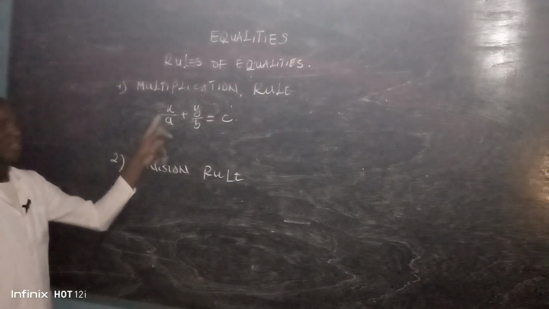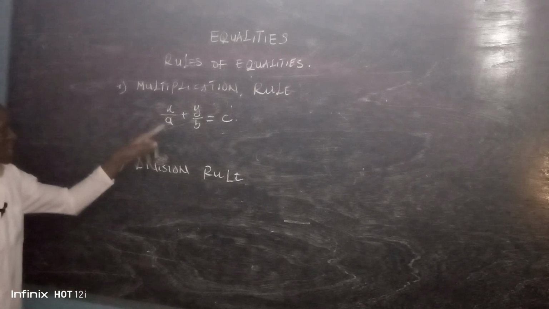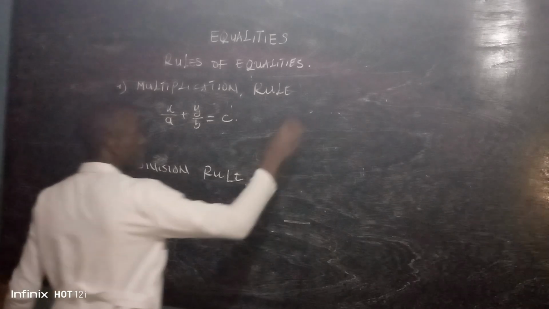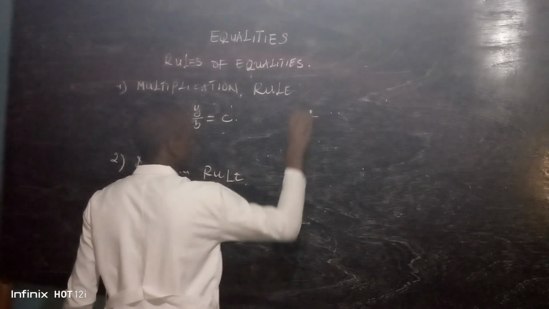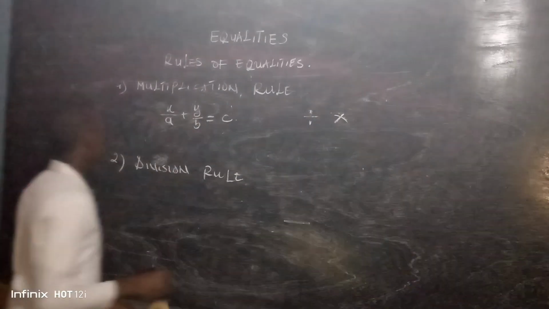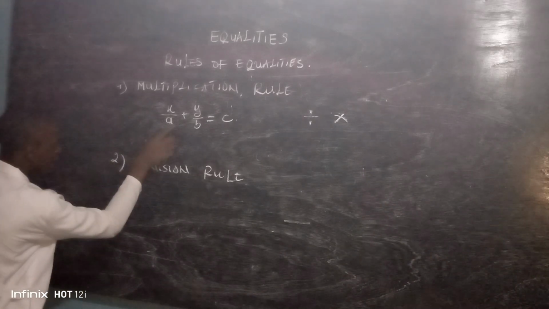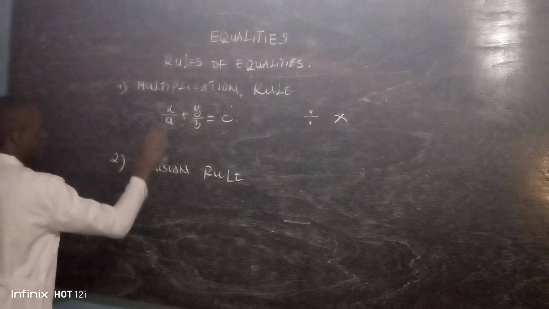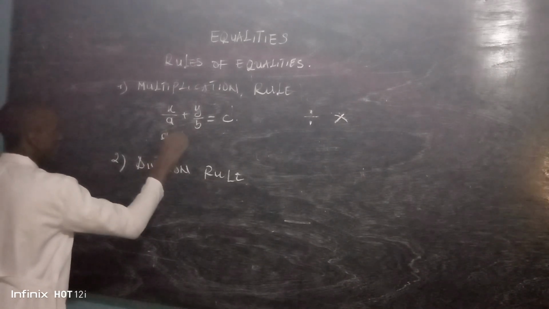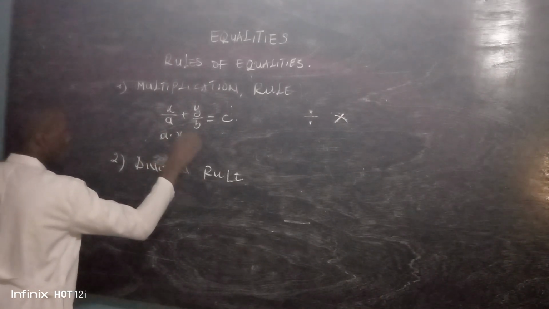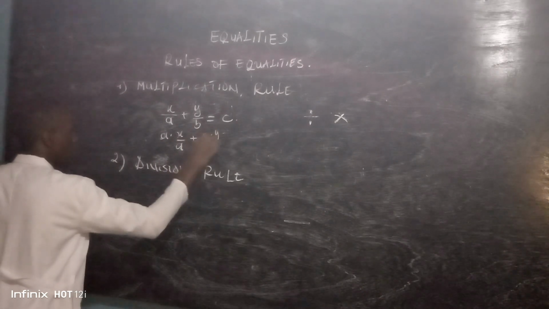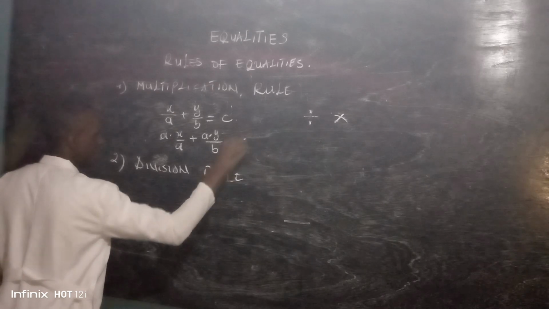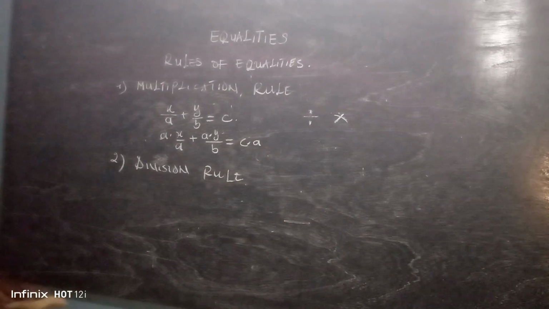If I want to solve this one, I have to clear this fraction using the multiplication rule of equality. Whenever you see division, you do multiplication. Since here is divided by a, I will multiply all through by a. So I have a times x over a, plus a times y over b, equals c times a.